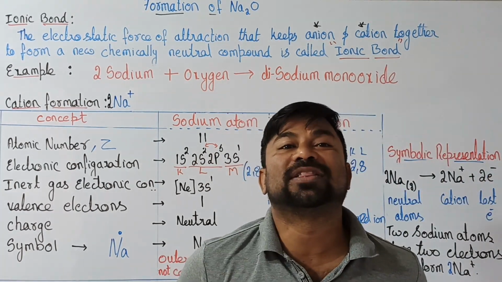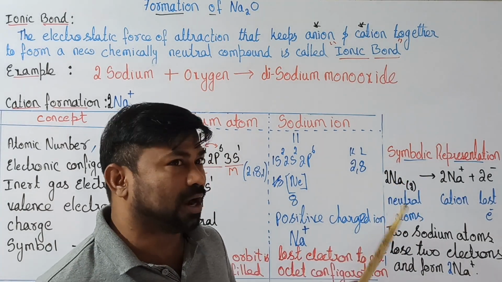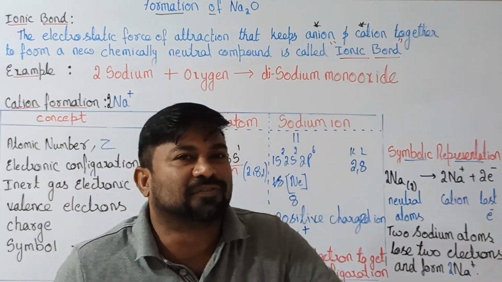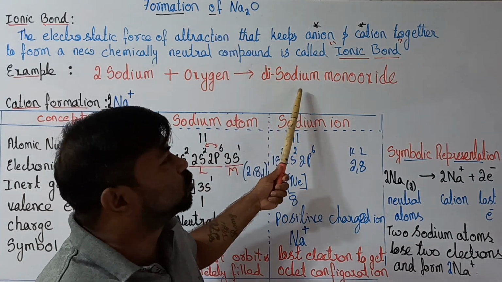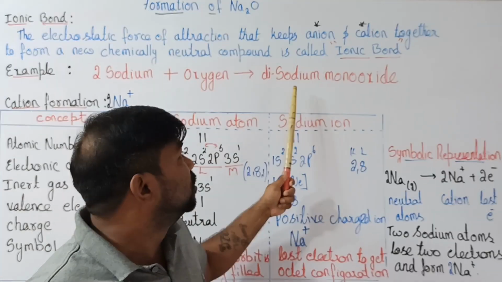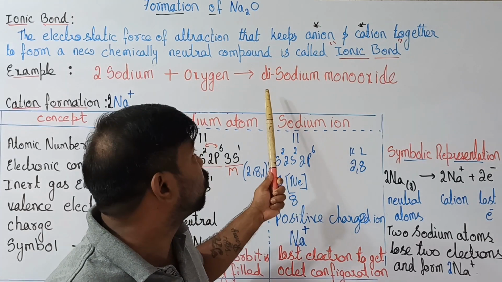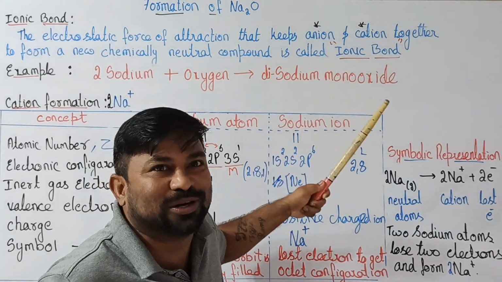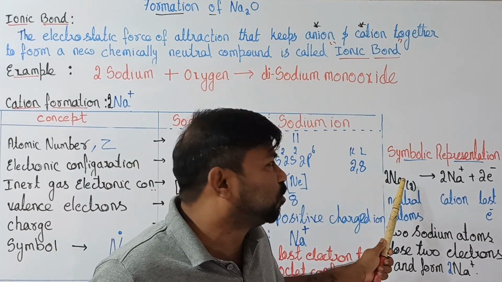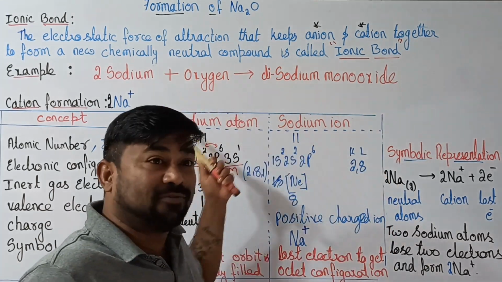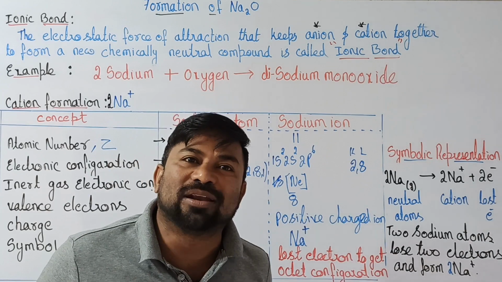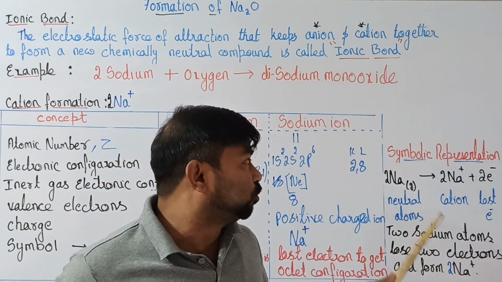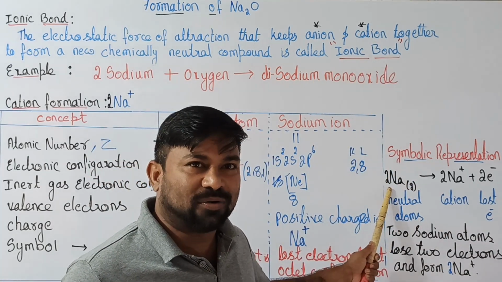So let me represent it with a diagrammatic representation. Here the logic is different, as we are talking about the formation of disodium monoxide. Sodium I have discussed, but now I am talking about two sodiums. Right here I discussed only 1; similarly the second one. So we are talking about 2 sodium atoms.